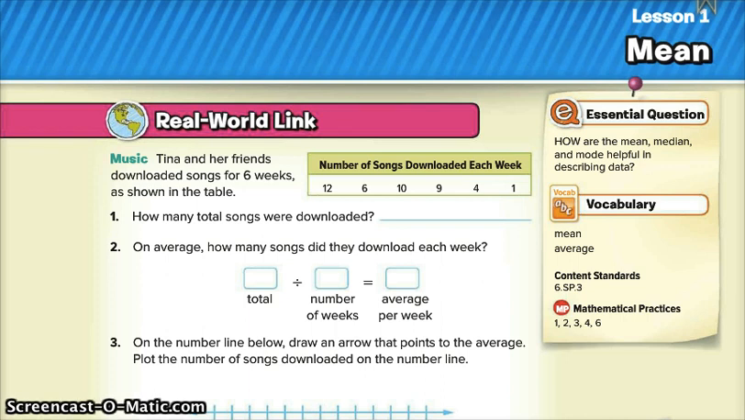If you take a look, they're going to launch us off with a real-world link, and it says that Tina and her friends downloaded songs for 6 weeks, as shown in the table. A lot of times when you're working with data, you're going to start seeing tables of numbers with labels, so make sure that you're taking it all in and understanding what the question's asking you. You're going to go through and answer each question using the table above, and then you're going to check your answers.